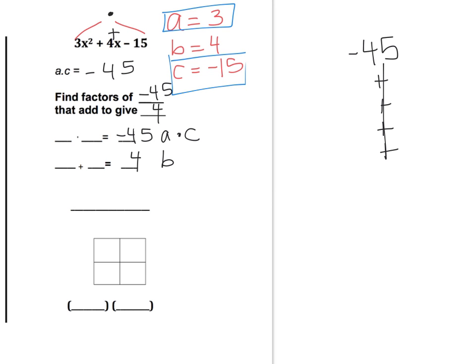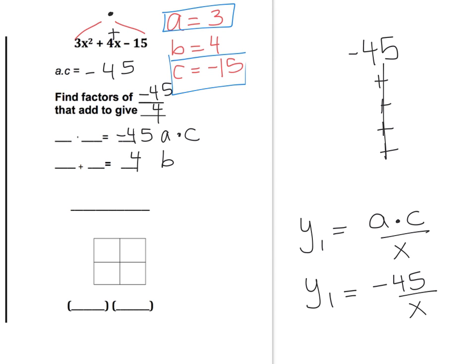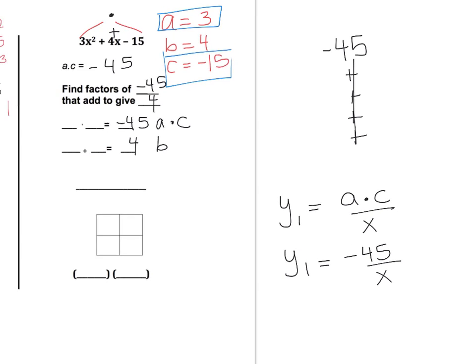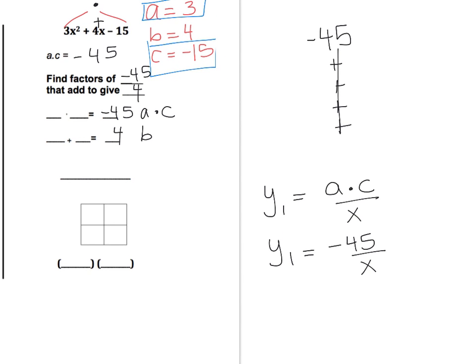Now, honestly, if you cannot think of those two numbers, there's always a trick that you can go to the calculator, go to y1 equals, and put whatever the AC is over x. In this case, the AC is negative 45. So go to y1 and put negative 45 over x. After you put the AC, which is negative 45 in this case, over x, you can go to the table. So click on second graph.